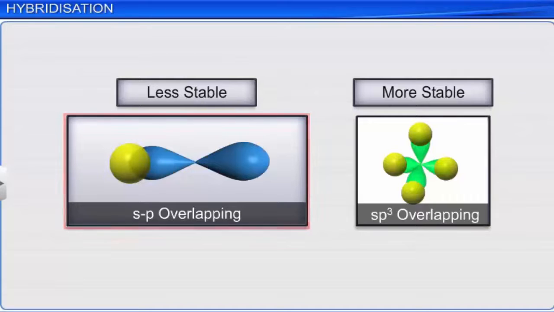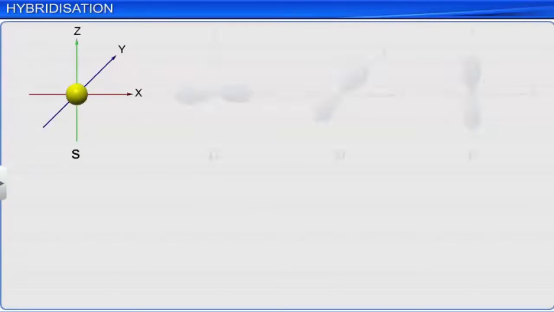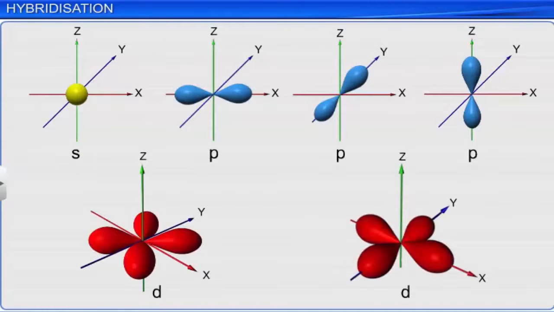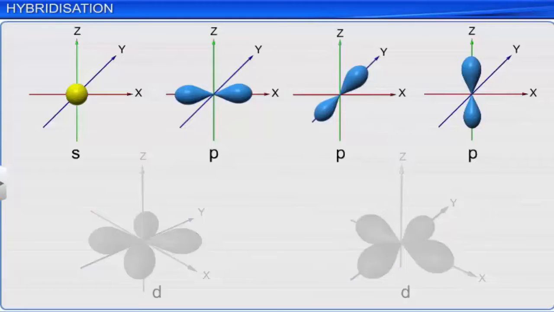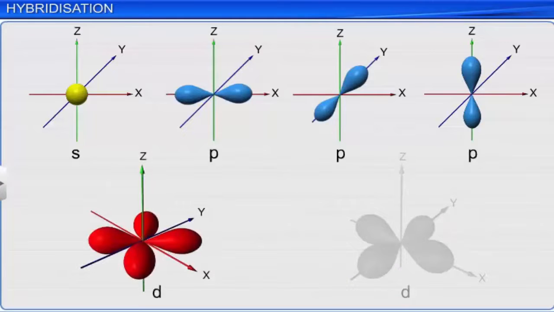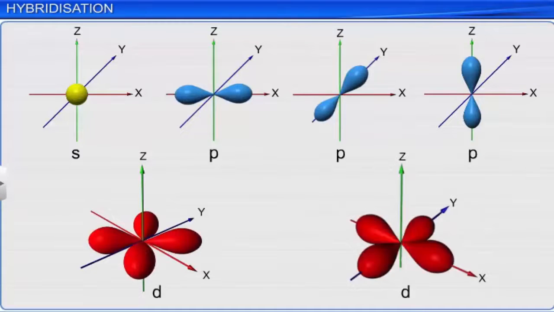The phenomenon of hybridization is observed in the atomic orbitals s, p and d. Their possible combinations are sp, sp2, sp3, sp3d and sp3d2. Now let's study each combination in detail.